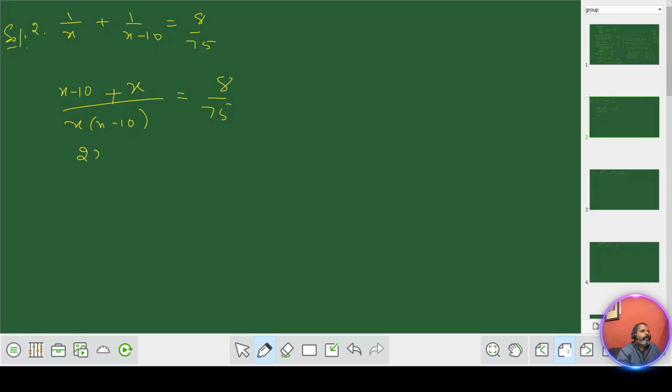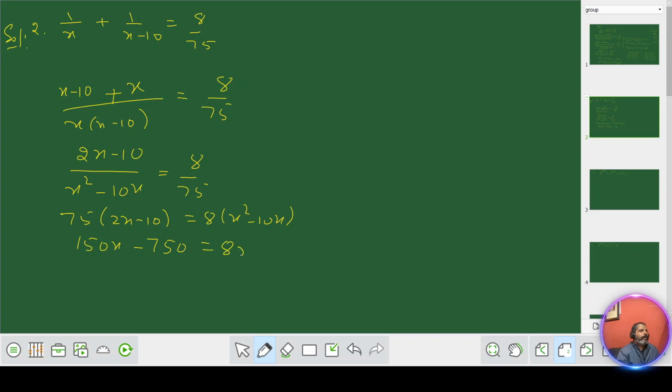So simplify it, numerator 2x minus 10 here, x square minus 10x equal to 8 by 75. Cross multiply it, what we get is 75 of 2x minus 10 equal to 8 of x square minus 10x. 75 into 2 is 150x minus 750 equal to 8x square minus 80x. Okay. Take everything to one side. That is, I'll take the left hand side to the right hand side: 8x square minus 80x minus 150x plus 750 equal to 0.